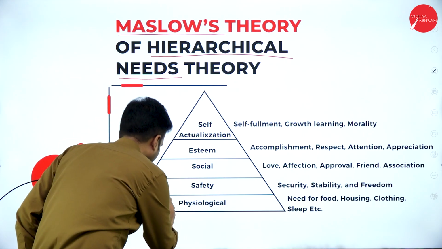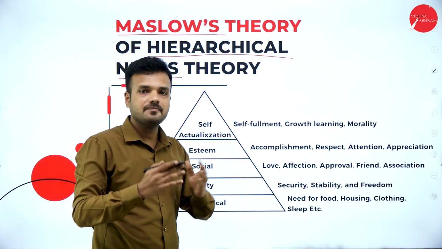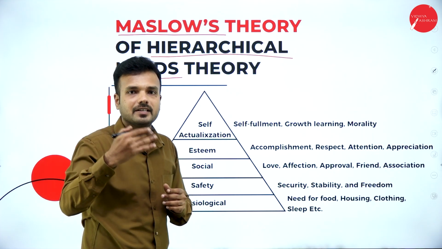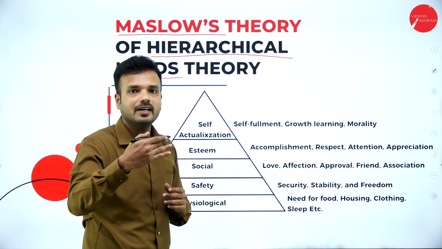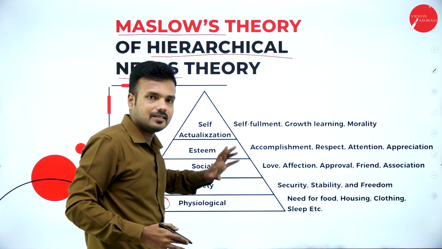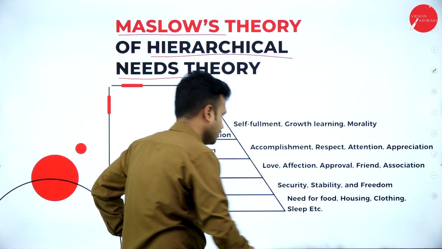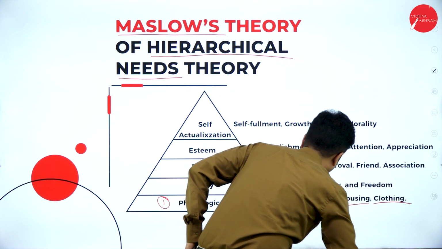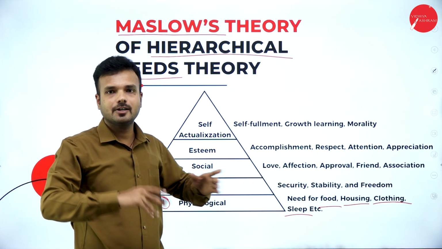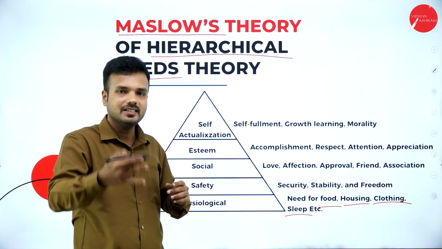So firstly we are going with the physiological needs. Which are the physiological needs? These physiological needs are the basic requirement of the individual, where if the individual's basic needs are fulfilled, they are going to work effectively and efficiently for the organization, right? So to satisfy the basic needs like food, housing and clothing, and sufficient sleep that is required for the employees. That is the basic requirement of the individual.